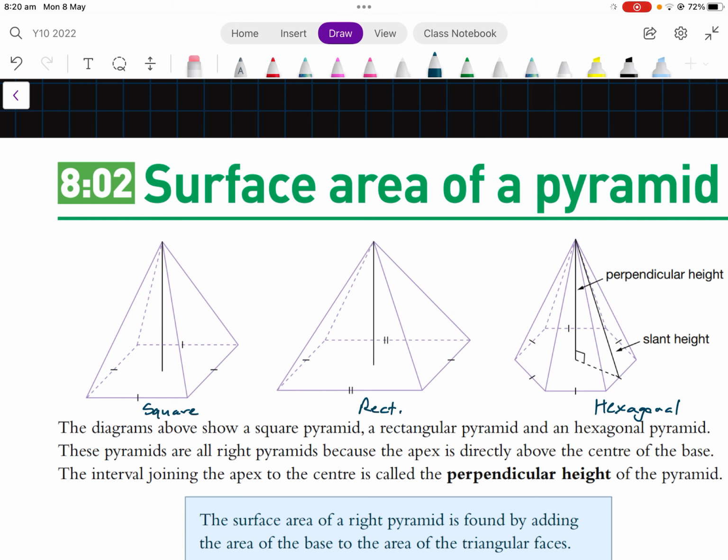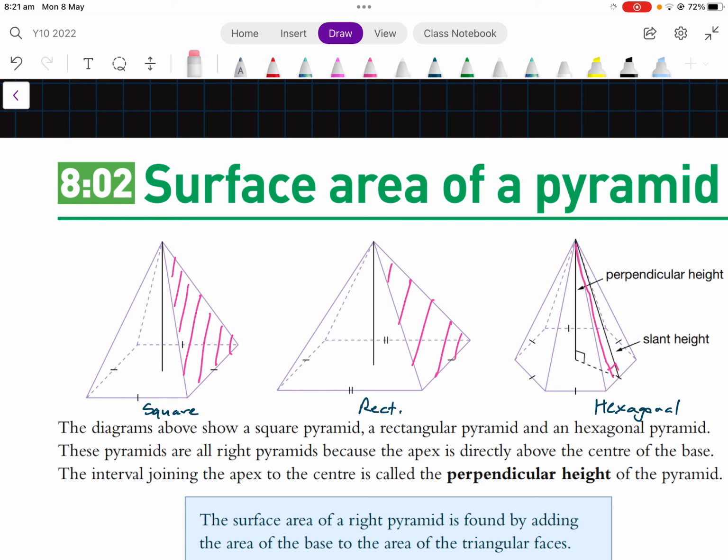When we talk about the surface area, we need to understand that we have these triangular faces for any of these pyramids. They all have a triangular face. So to calculate the area of that face is simple. We need to use the area of the triangle. For that, we need to know this perpendicular height with the base.